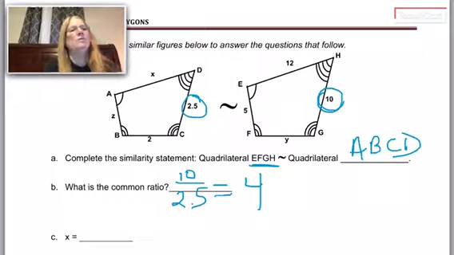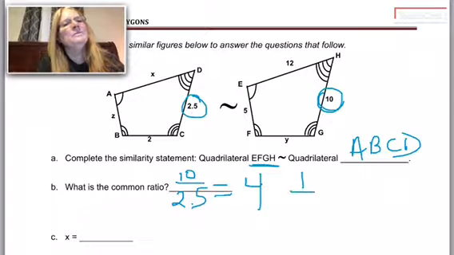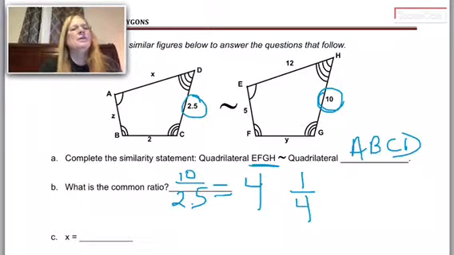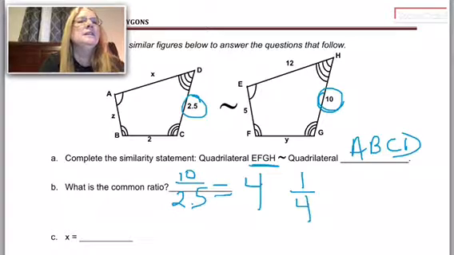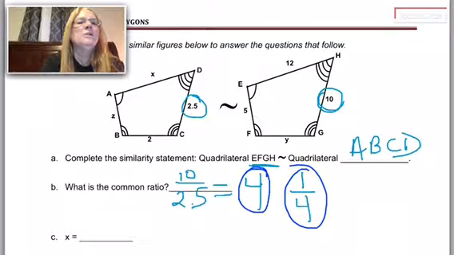So the first thing I look at is if the common ratio is 4, that means my scale factor is 1/4. But my scale factor is either going to be 4 or 1/4, depending on which direction I'm going. So if I want to get a larger number, I'm going to multiply by 4. If I want a smaller number, I'm going to multiply by 1/4.